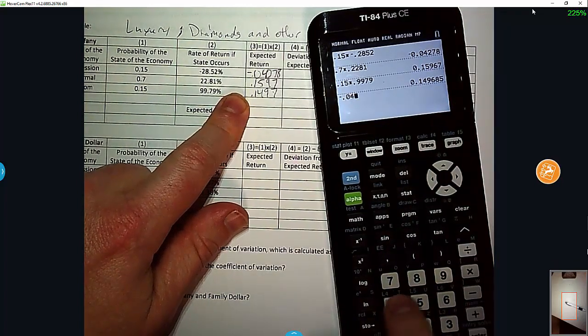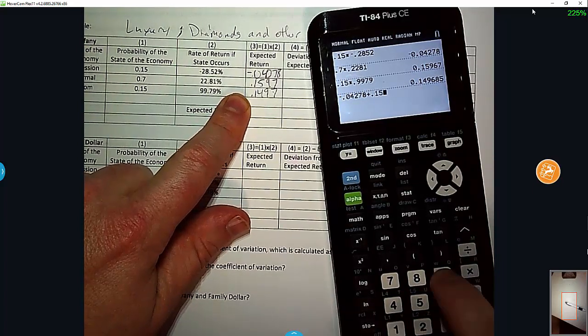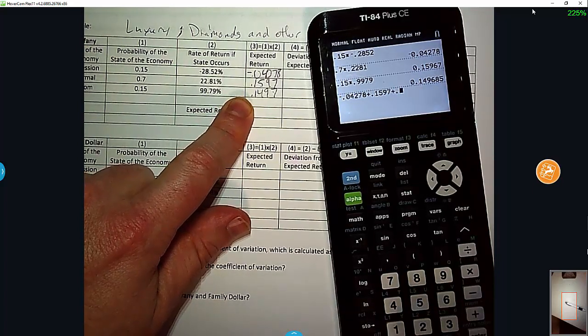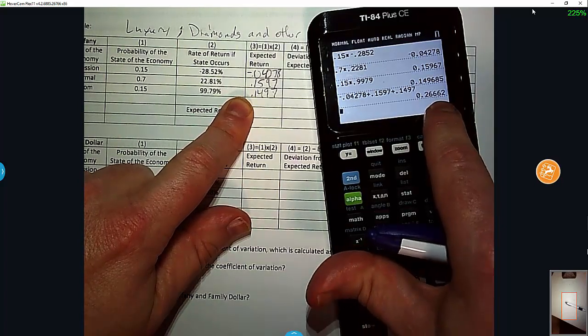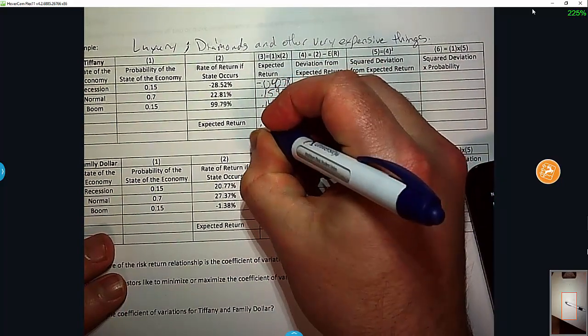Negative 0.04278 plus 0.1597 plus 0.1497 gives me an amount of 26.66%. So my expected return is 0.2666 or 26.66%. Okay.